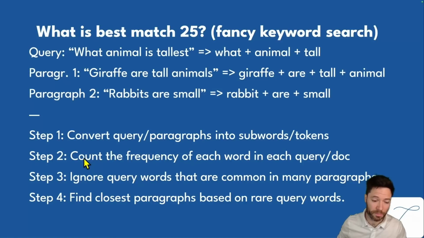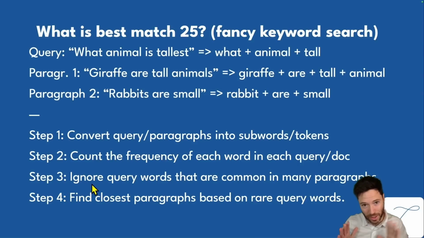Second step is, for each document, you count the frequency of each word in the query, and you do the same for each document. So here, for example, we'll have a dictionary that says what appears once, animal once, tall once. Here we've got giraffe once, tall once, animal once.